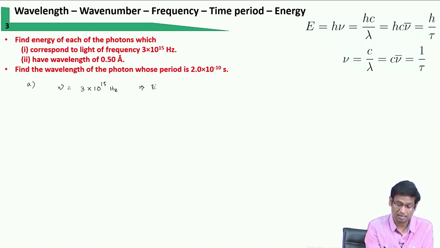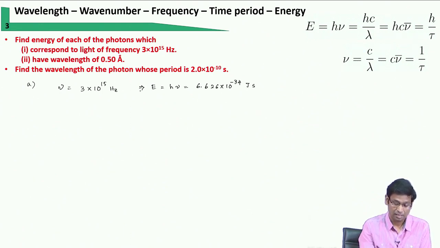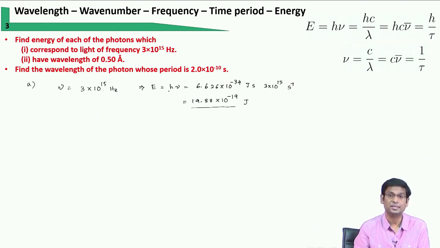So, we know that E is simply h nu, where h is the Planck's constant, 6.626 into 10 to the power minus 34 joule second, and multiply that with the frequency, which is 3 into 10 to the power 15 hertz, or second inverse. When you do this multiplication, you will get 19.88 into 10 to the power minus 19 joules. So, this many joules is the energy corresponding to this photon. Of course, you can convert this into other units such as electron volt.